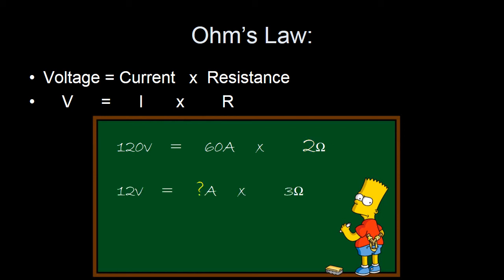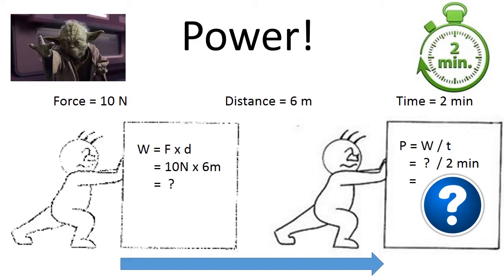Let's try one more. How about a 12-volt battery? If you hook up something that has 3 ohms of resistance to a 12-volt battery, how many amps are you going to get out of it? Well, 3 times what is 12? Let's see, 3, 6, 9, 12. You couldn't see me there, but I was just holding up 4 fingers, so that must be 4.